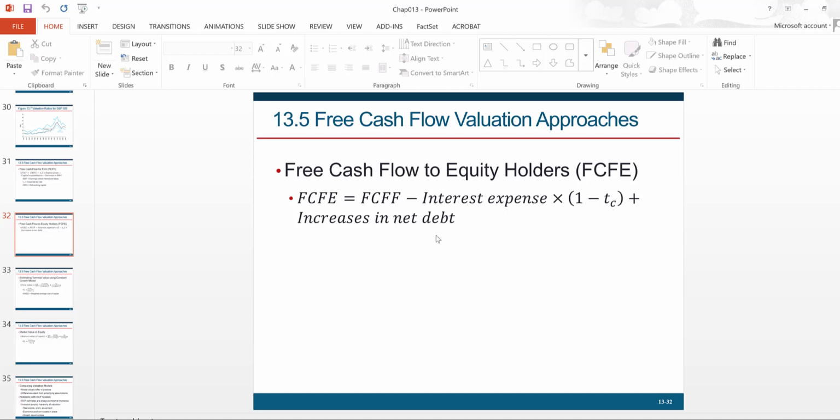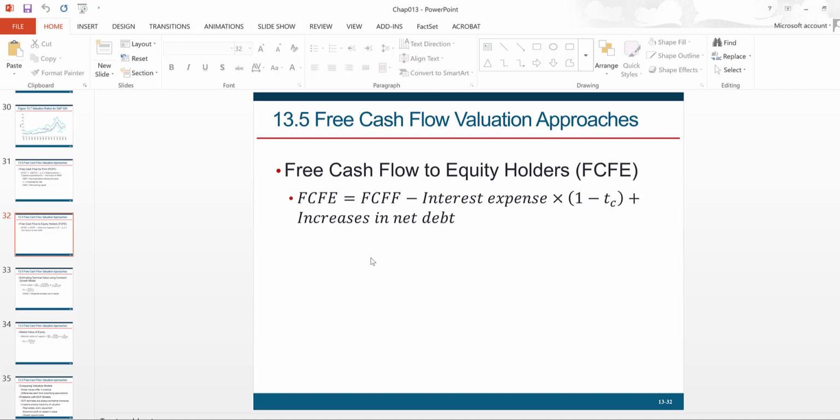The other is the increase in net debt. So for example, if the firm had debt of 100 million last year and this year the total debt is 120 million, what that means is that the firm borrowed, on net, an additional $20 million. So that is an extra $20 million that is available to the equity holders of the firm, right? So you add that to the free cash flow to the firm to get the FCFE.